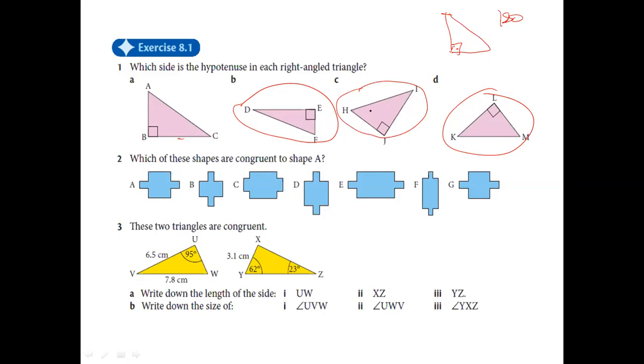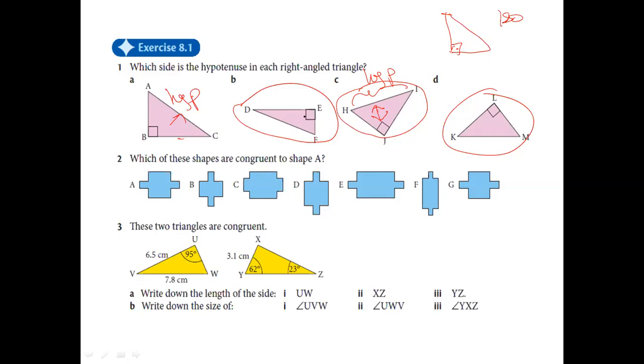And what was the hypotenuse? The hypotenuse was the side opposite the 90 degree angle of this triangle. The opposite of 90 degrees is our longest side. It's called the hypotenuse. So in option A, the opposite of 90 degrees is AC. AC is the longest side of the triangle. That's why this side is the hypotenuse.